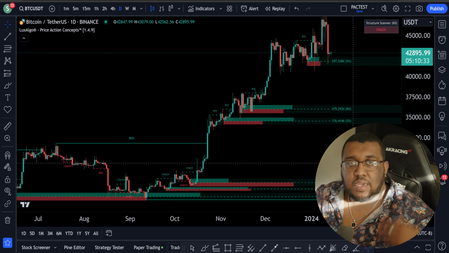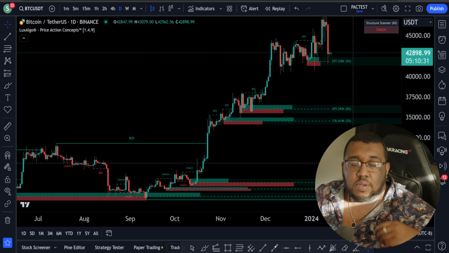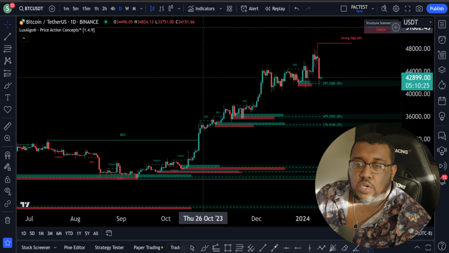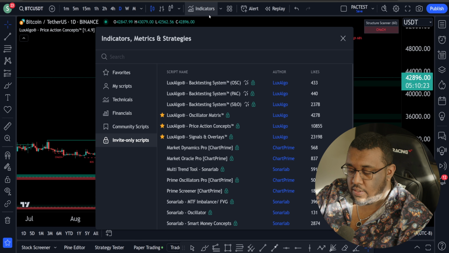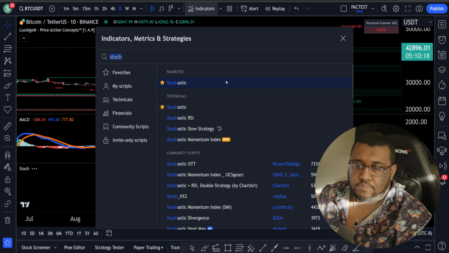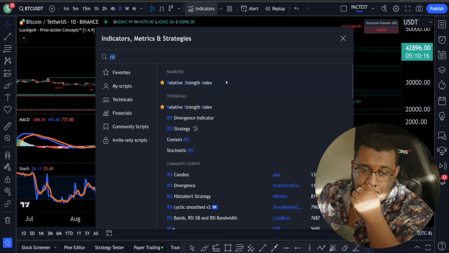I want you guys to be making consistently good profits while making sure you're not losing all those profits in bad trades. So the other indicators we're going to be adding onto here are going to be the MACD, the stochastic, and then the RSI.